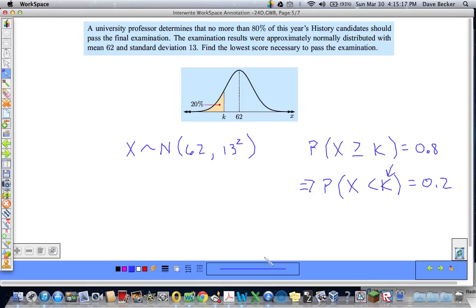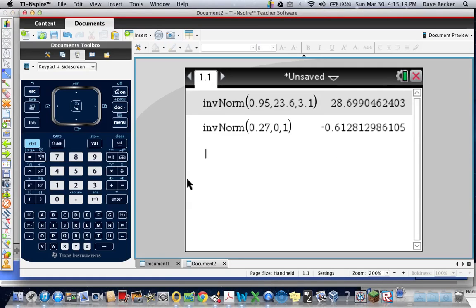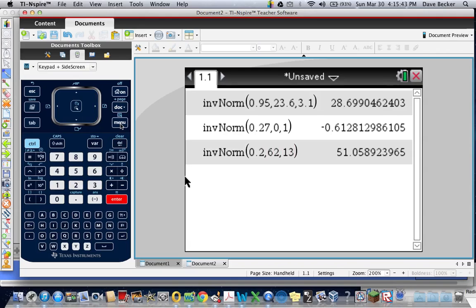So we were looking for this particular score. Okay. So here we go, back to our calculator. Inverse normal. I guess I can go here and just copy it. And so the area that we're looking for is 0.2. And then the mean of the test score was 62 with a standard deviation of 13. Kapalza, so the lowest passing score, let's see, 51.1. Okay, so let's write that down.